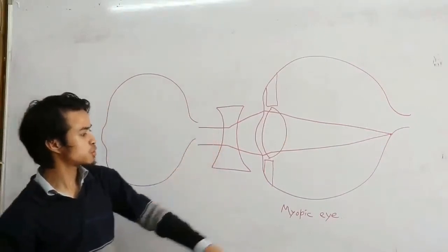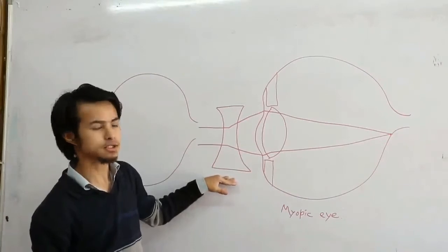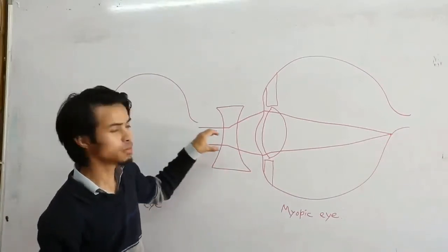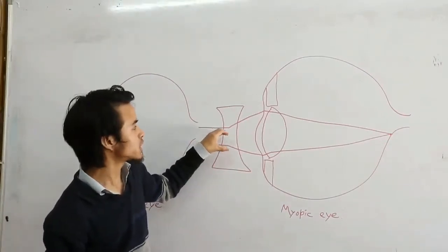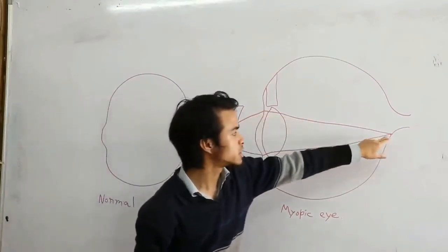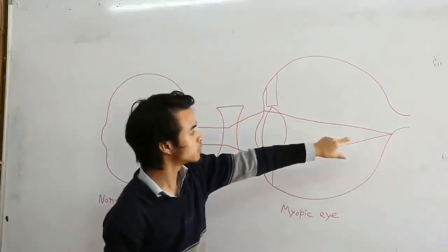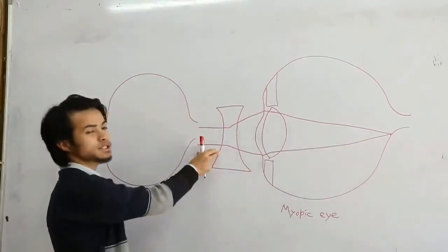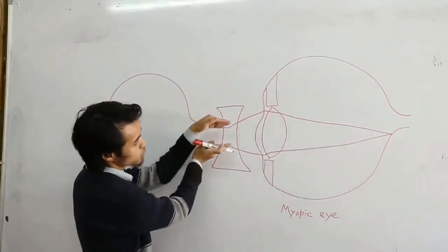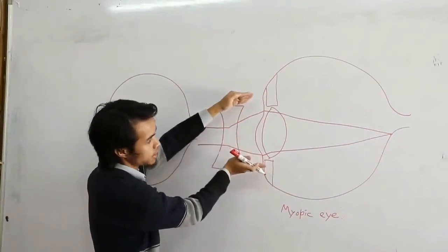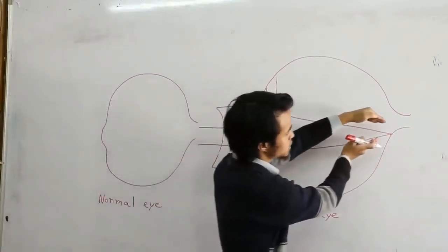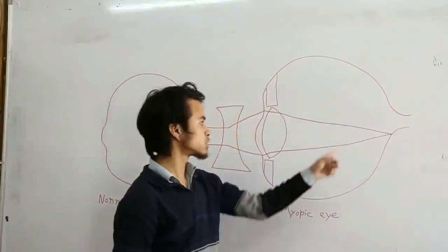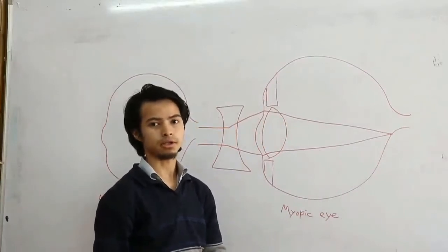Because in a myopic eye, if we don't put a concave lens, then the light rays coming from the distant object will not get converged properly to form the image at the retina. Instead, it will be formed in front of the retina. But when we put a concave lens, first of all, it will diverge the light rays, and then they will get converged at the retina, and hence we can see the object clearly.